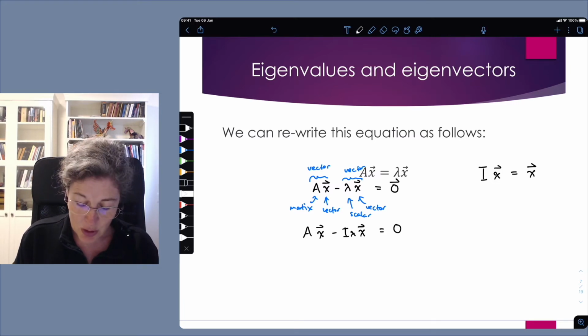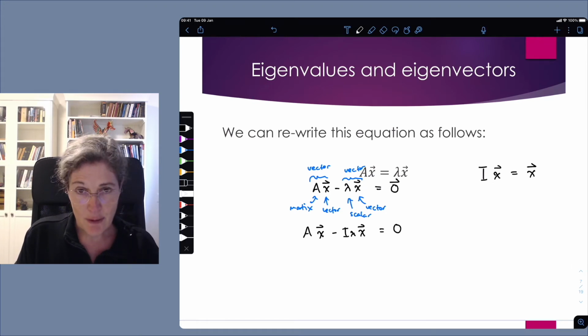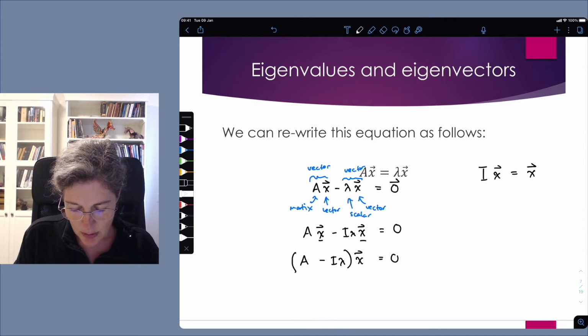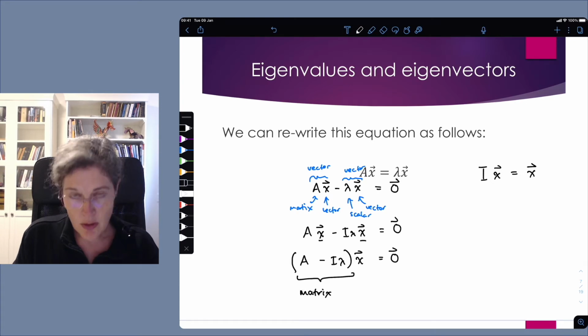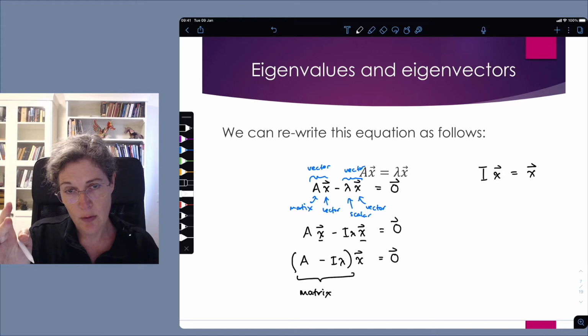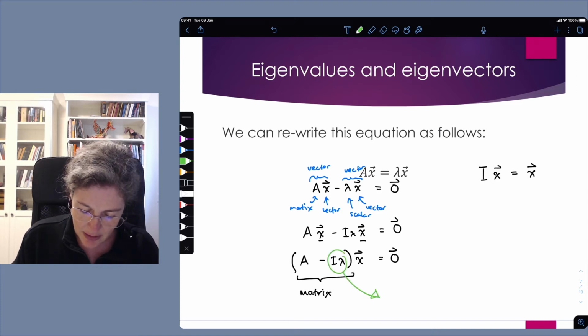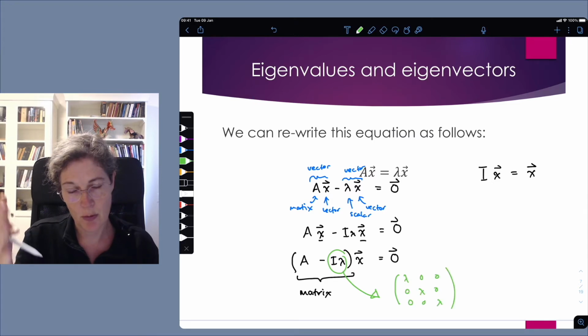But now what this means is I can, if you like, factor out my x's. So what we can write is A minus I lambda times x is equal to 0. So now what I've got over here is a matrix, which I get from taking the entries of A and subtracting off the identity matrix multiplied through by lambda. So this thing over here will really look something like lambda 0 0, 0 lambda 0, 0 0 lambda, depending on whatever the appropriate dimensions are.